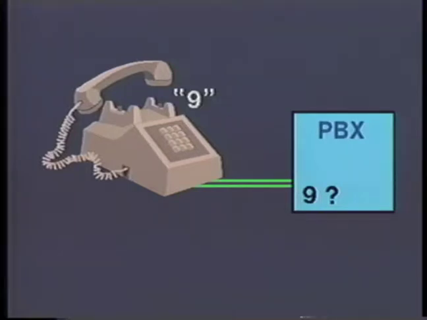When you pick up the phone, you hear dial tone from the PBX. You can call another extension, but if you want to make an outside call, dial a single digit. The PBX connects you to an available outside line. Now you hear dial tone from the central office. Now you can dial the number.